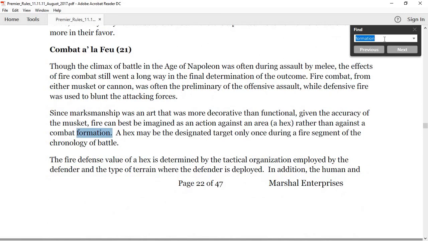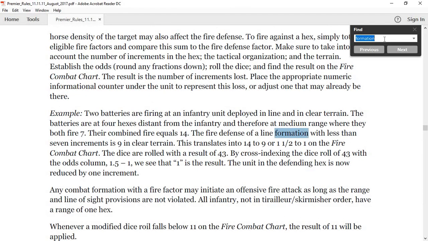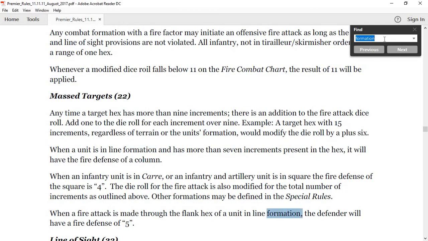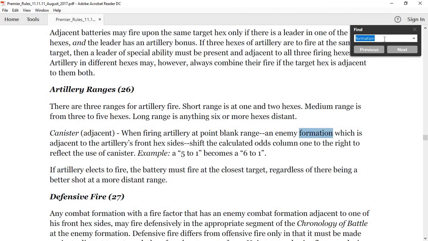Yeah. Fire combat. The fire defense of a line formation with less than 7 increments is. Oh, that's an example. Yeah. I won't look at any examples because I guess the fire combat chart and the defense chart are more or less game specific. Mass targets, artillery fire rules, artillery ranges. I thought there was something to remember here. Yeah, there it is. It's spelled out.